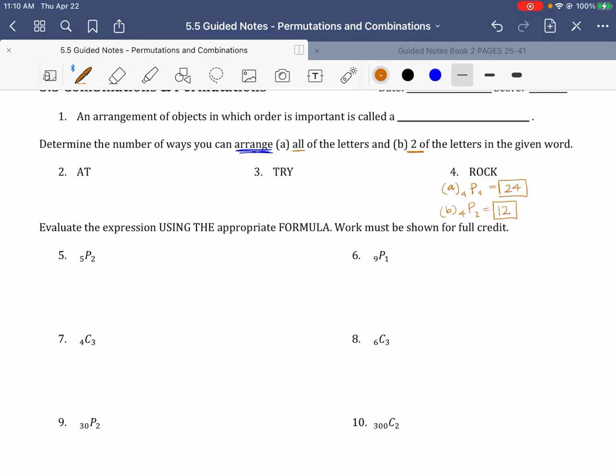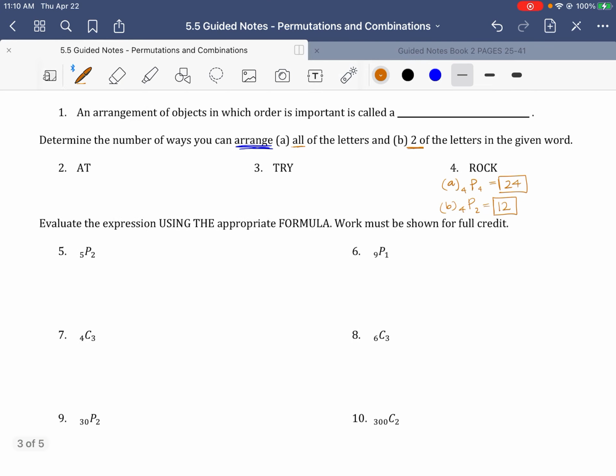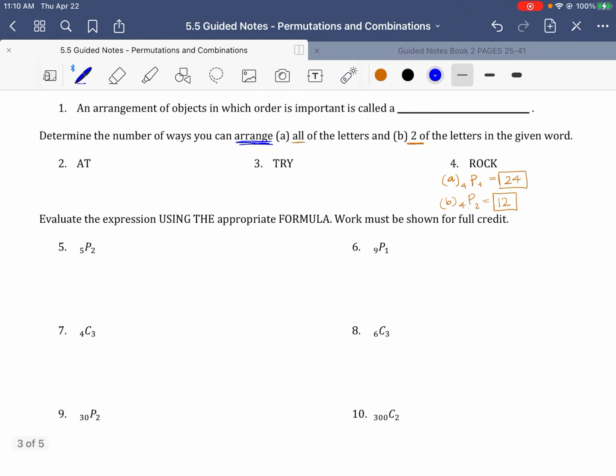Okay, this next section asks you to do it by hand. So again, if I was doing, let's say number 10, I would have 300 choose 2. And this says use the formula, and this would be like my n and my r. And remember, I'm just going to remind you of the formula. N choose r was n factorial over r factorial times n minus r factorial.